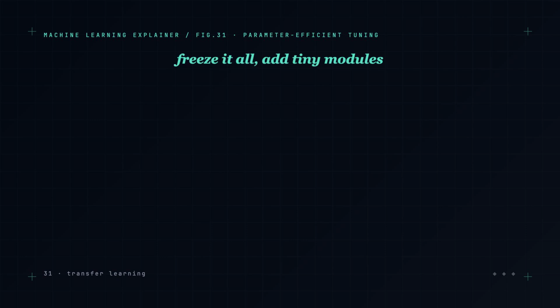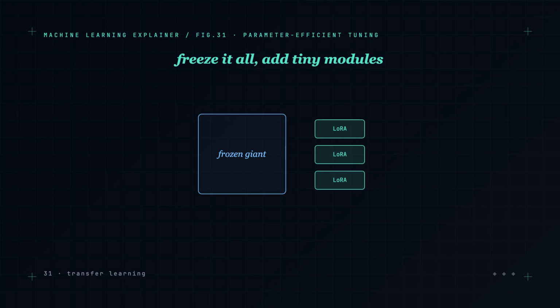But fine-tuning a billion parameter model is still costly, and you'd need a full copy per task. So came parameter efficient fine-tuning. Freeze the entire pre-trained model and insert tiny trainable modules, adapters, or the popular LoRA. You train just a few million extra weights instead of billions. Same adaptation, a fraction of the cost.